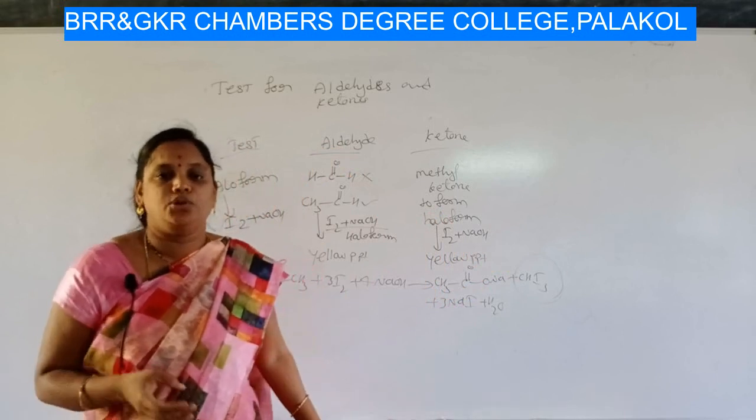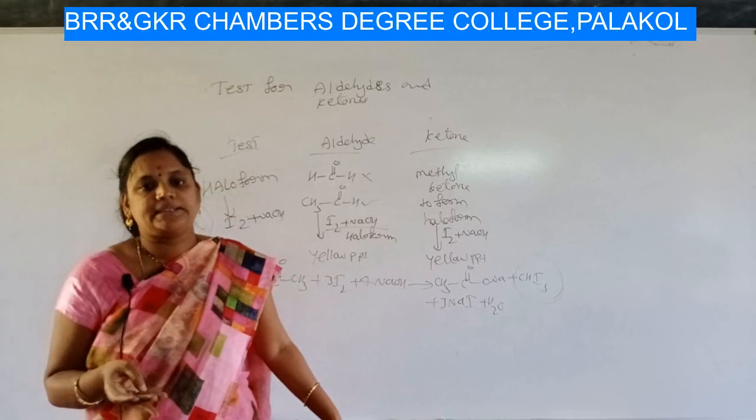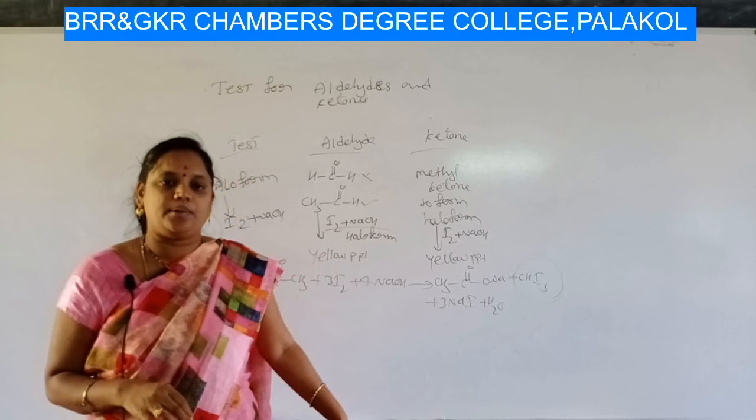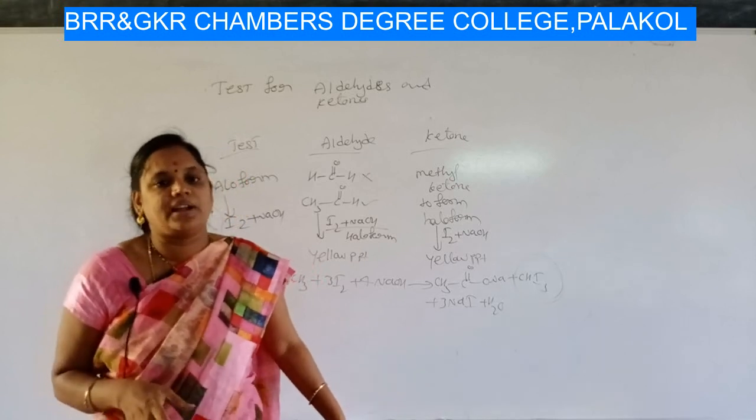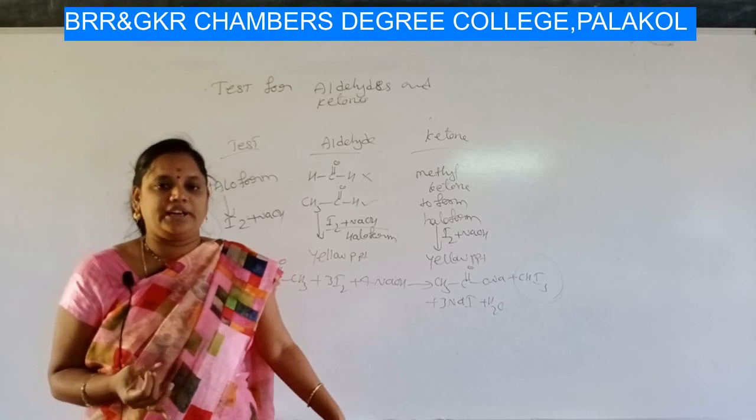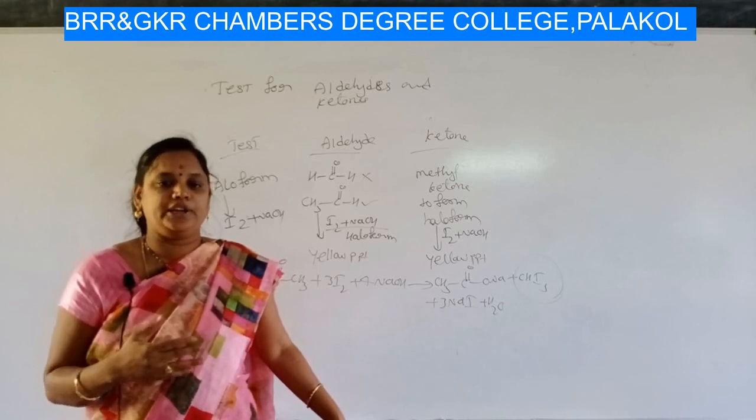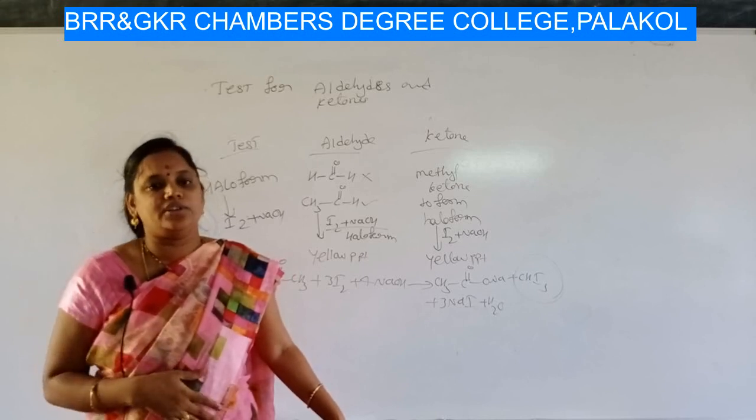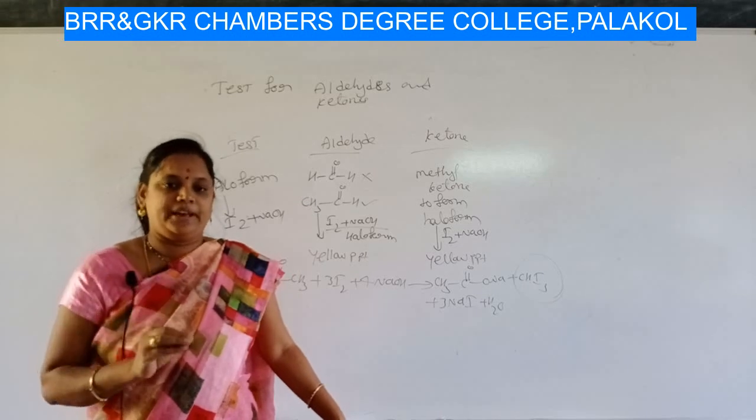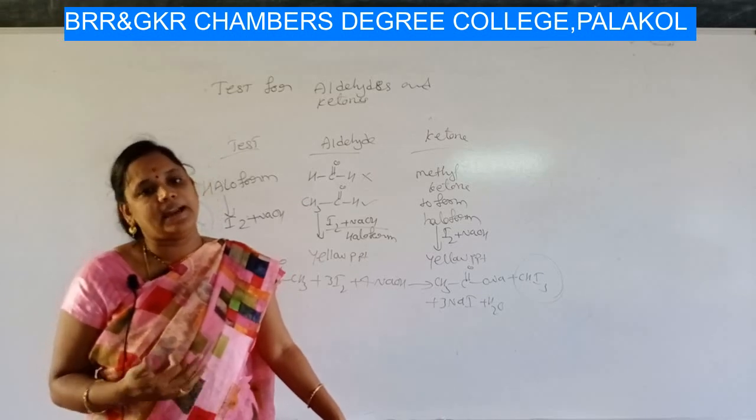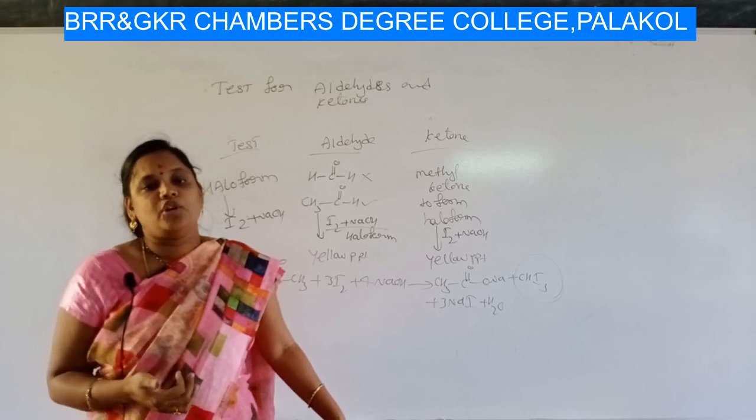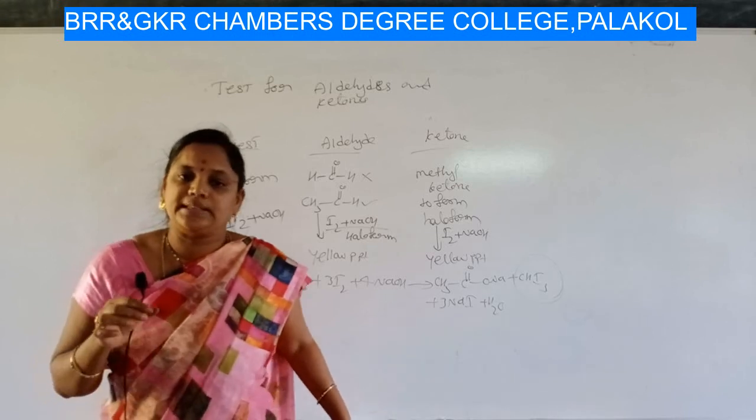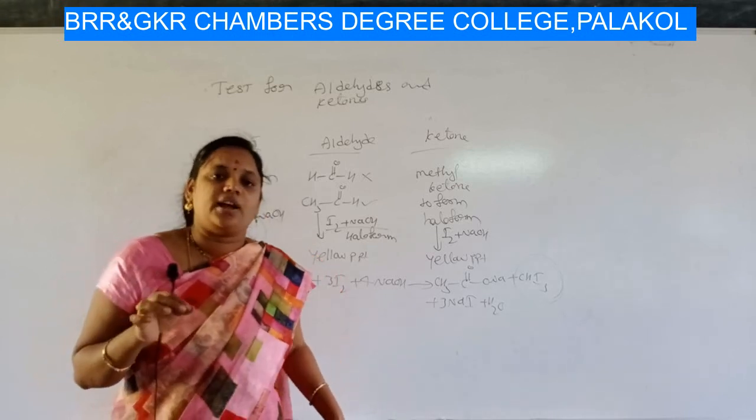What are the tests, students? 2,4-DNP test, Schiff's test, Tollens' test and silver mirror test. Students, this is the last session of carbonyl compounds, and the important questions are: study the nomenclature, and how ketones are classified into symmetrical and unsymmetrical ketones. Please study the preparations of aliphatic and aromatic ketones. Study the reactivity and nucleophilic addition reactions of carbonyl compounds, and the 6 important named reactions.